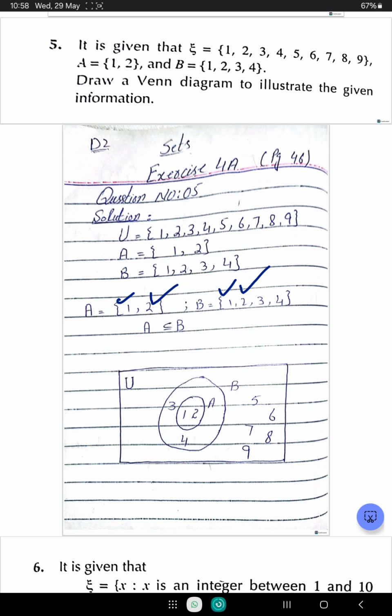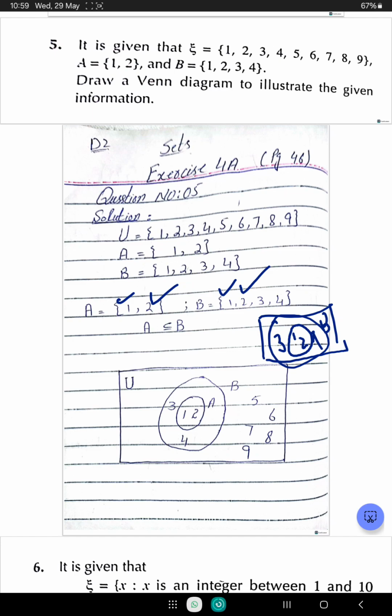When we draw the Venn diagram, first of all we make a universal set in rectangular form. The first set is A, which is the subset of B, and set A contains the elements 1 and 2. Then another circle for set B, which contains 1 and 2, which are present in A. We write 1, 2, 3 and 4 in set B.